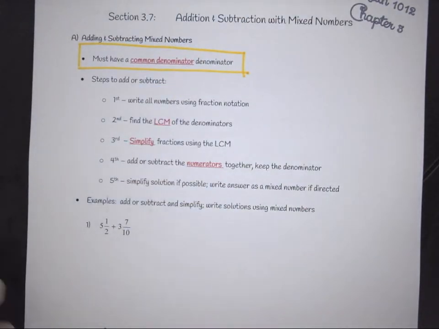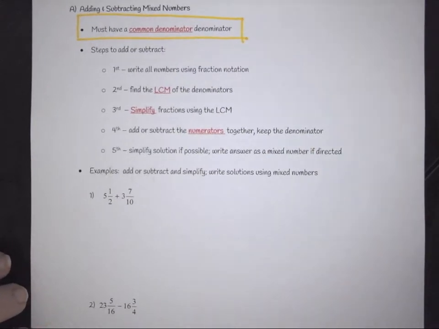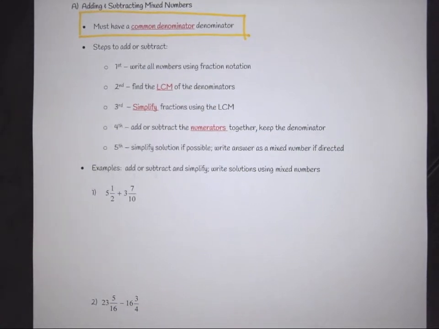Now, with that, the only thing that's going to make adding and subtracting with mixed numbers different from adding and subtracting with just simple fractions is the fact that before you even get started, you have to change your mixed number into an improper fraction. Once you do that, you then are able to find the least common multiple of your denominators and then combine your fractions together.